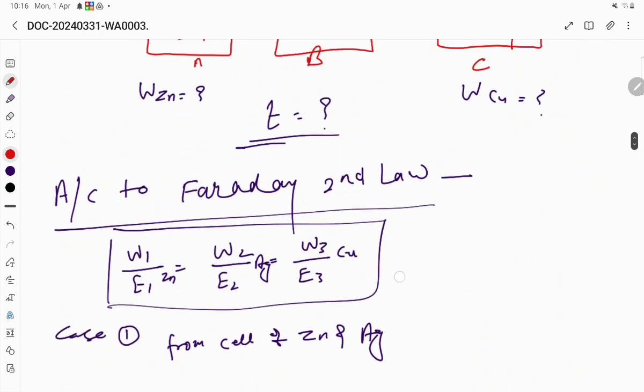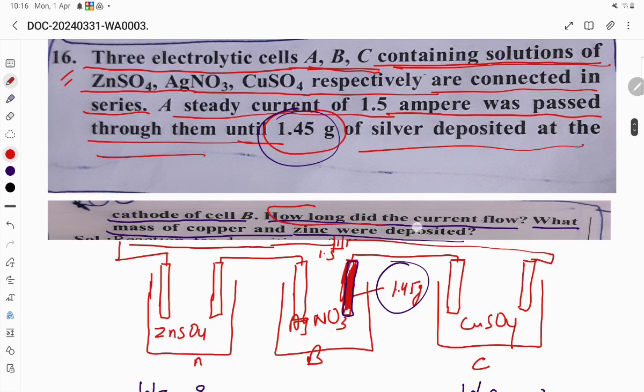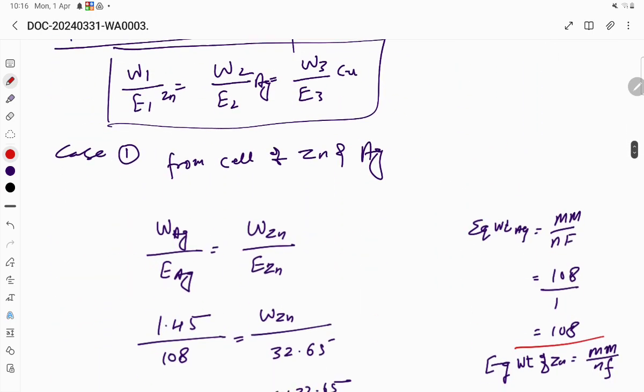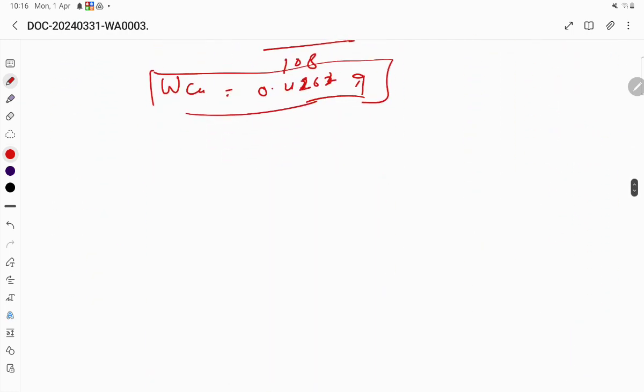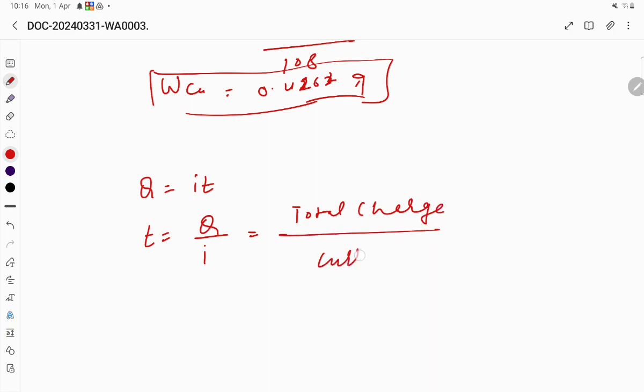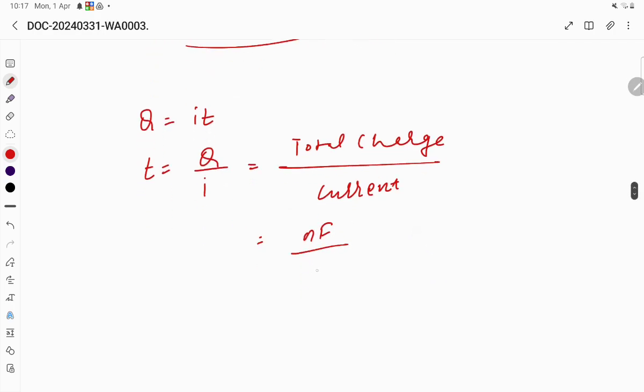Now one more thing they are asking, student: how long did the current flow? How can you do this, student? Q is equal to I T, so T is equal to Q by I. Q you can write as total charge, upon the current. Total charge is how much, student? This is the NF. Current, how much, student? That is the I.